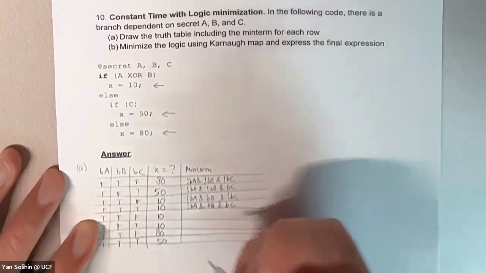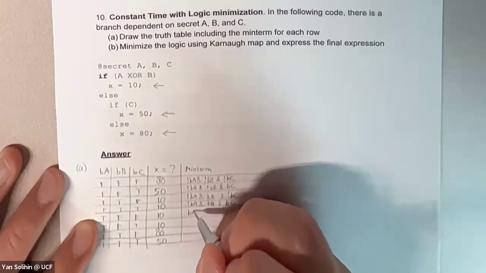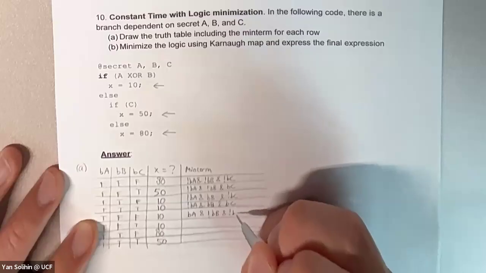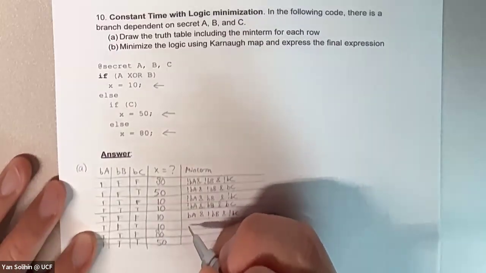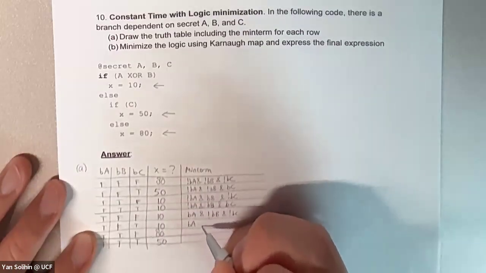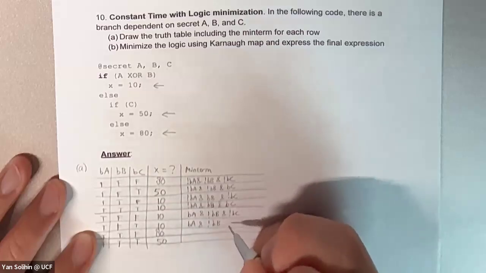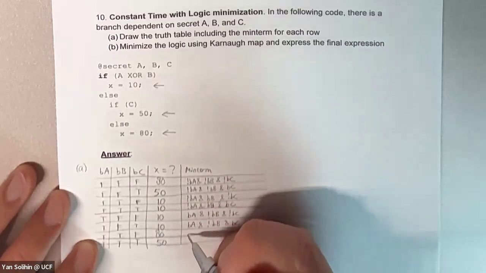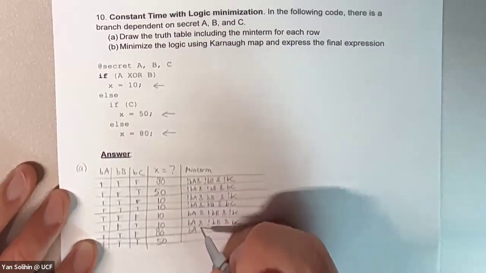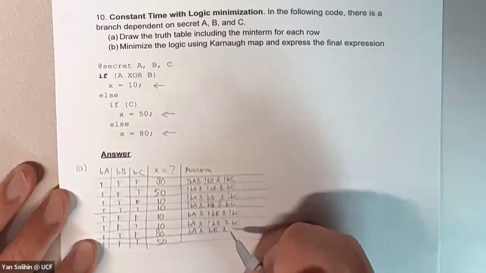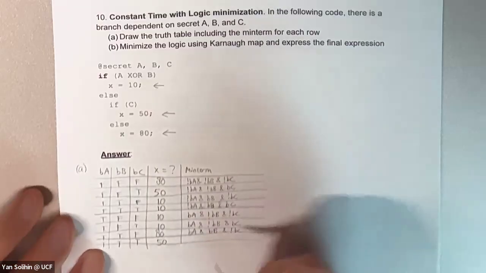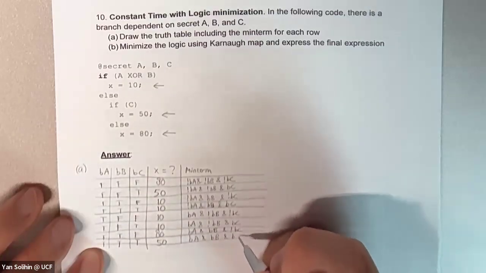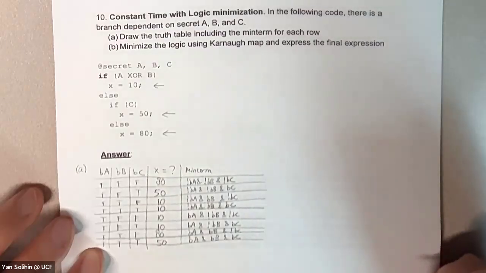True, false, false. BA, not BB, not BC. True, false, true. BA, not BB, BC. True, true, false. BA, BB, not BC. Finally, it's all true. So it's BA, BB, BC. Okay, so part A is done.